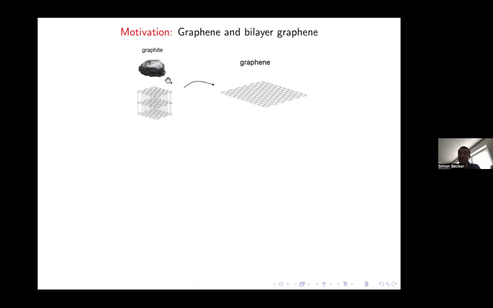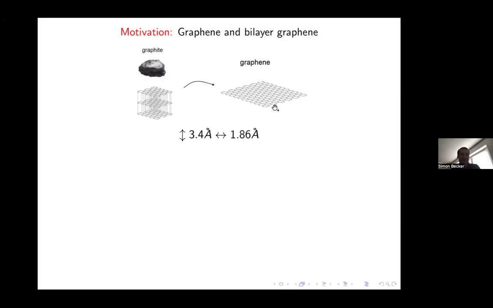You can famously extract it from your average pencil by using Scotch tape and just ripping it off. This is the structure of graphite, essentially stacked layers of graphene. And this 2D material, graphene, is in some sense the basis for what this new direction in material science is about.